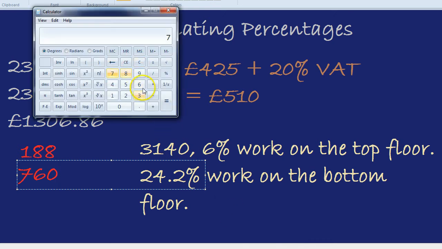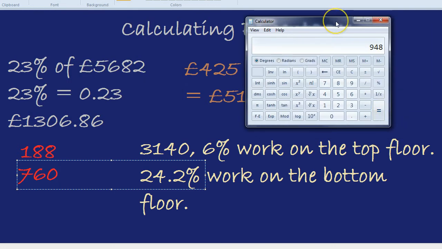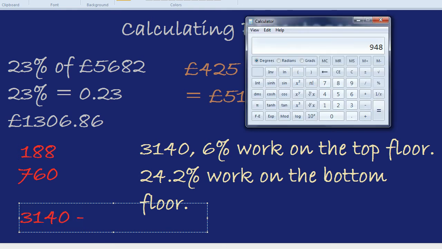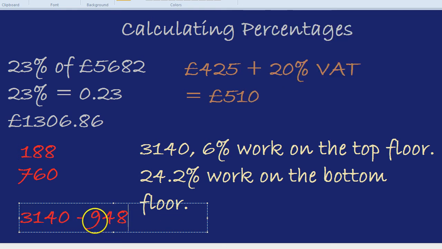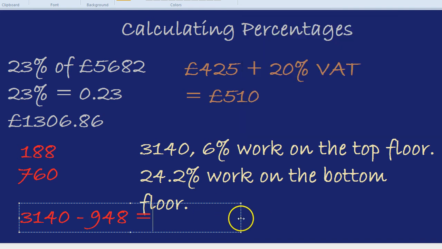Let's do 760 people on the bottom floor plus 188 people on the top floor. So far we have 948, and a lot of people would rush and write that as the answer. But remember, the question is how many people work on all the other floors. So we'd actually do 3,140 minus the amount of people that worked on those top and bottom floors. And that would give us all those people who work in the middle floors, which would be 2,192. And that's how you calculate with percentages.